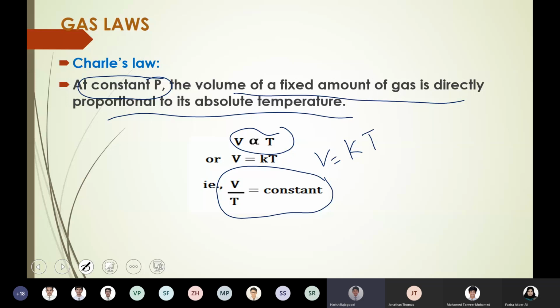Ma'am, could you explain the absolute temperature part again? Sorry, which one? The absolute temperature part. Yeah, I'm coming to that. Why does the statement say absolute temperature, not just temperature? Why are they specific? What is the difference between using the word temperature and absolute temperature?